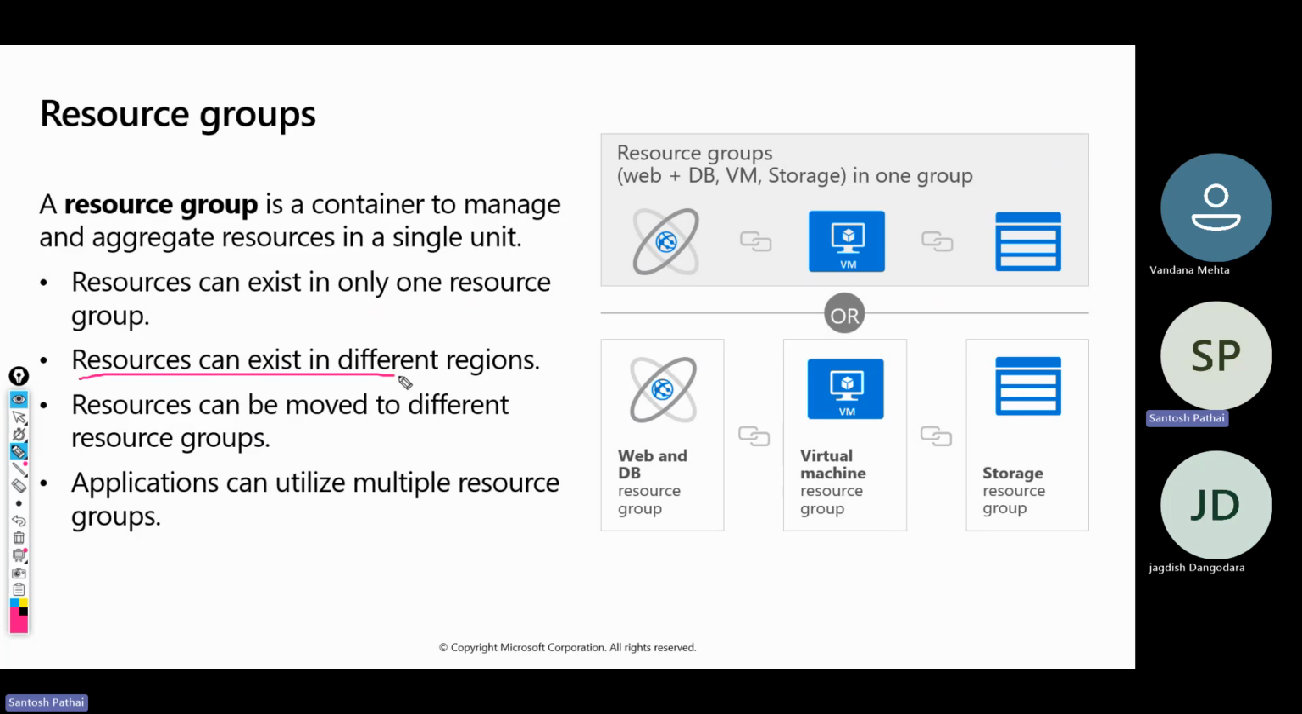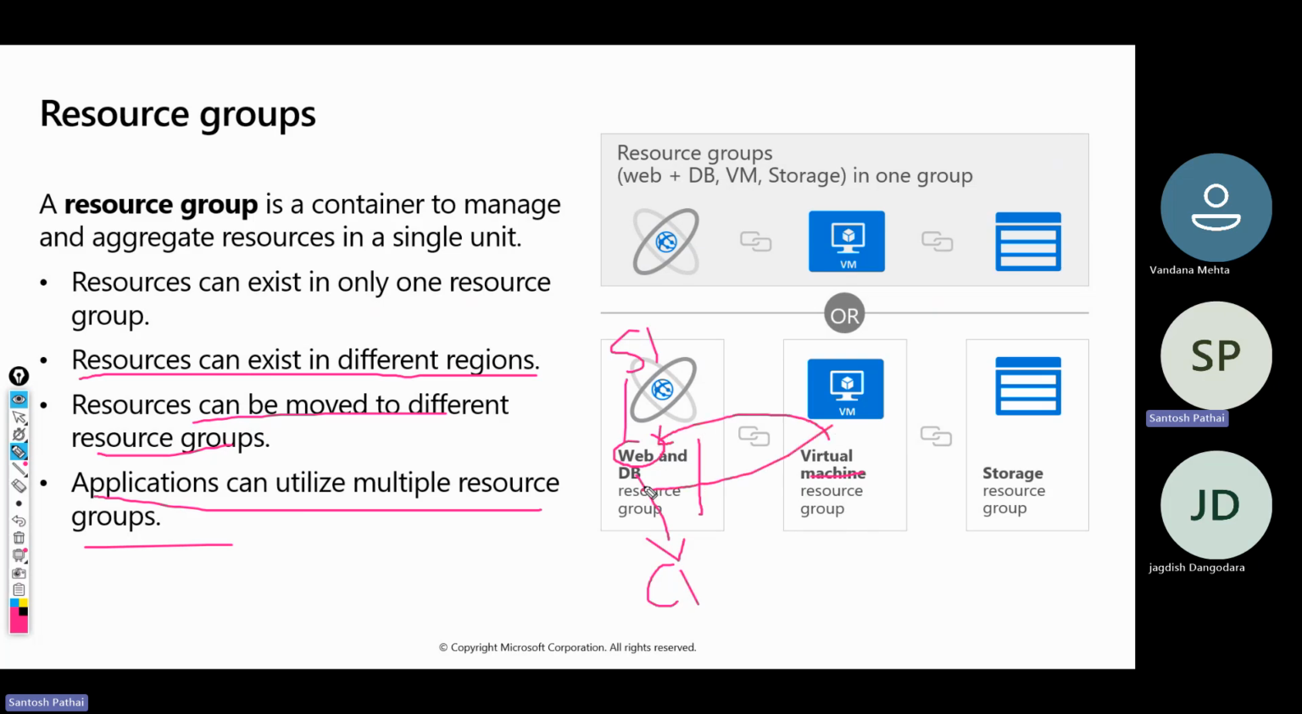Resources can exist in different regions. Though I am creating a single resource group, my web servers could be, for example, in South India, and my database servers in Central India. I can have this kind of environment. Resources can be moved to a different resource group, and applications can utilize multiple resource groups. So if I'm creating an application, or using this virtual machine, and I need access to this web server, this database server, and the storage account also, I can have an application which consumes resources from multiple resource groups.